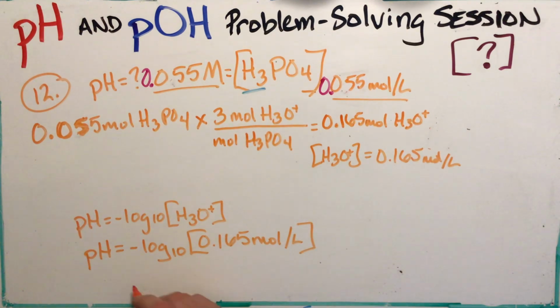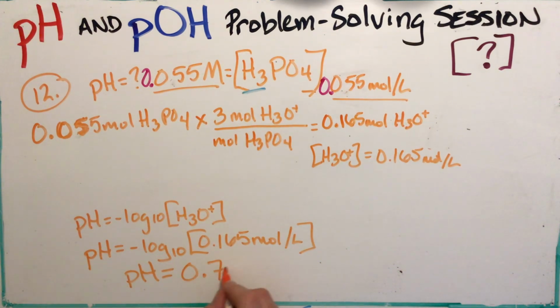And so our pH is going to be, when I run that through, 0.78. Phosphoric acid's a pretty strong acid, so I'm not surprised. It's very, very acidic, very low on that pH scale. And there's our $1 million final answer.